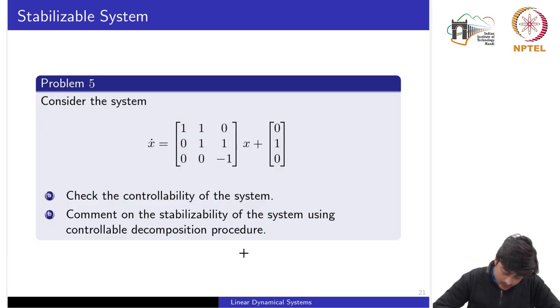Problem 5, here we need to check the controllability of the system, and we need to comment on the stabilizability using the controllable decomposition procedure. So far we have been doing different ways of determining whether the system is controllable or not. So here, we forgot to write this U. So using this A, B pair, either you can compute the controllability matrix, or you can compute the eigenvalues, and then you could see for what eigenvalues the system becomes uncontrollable.